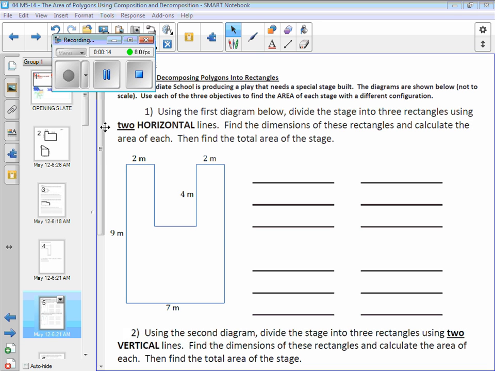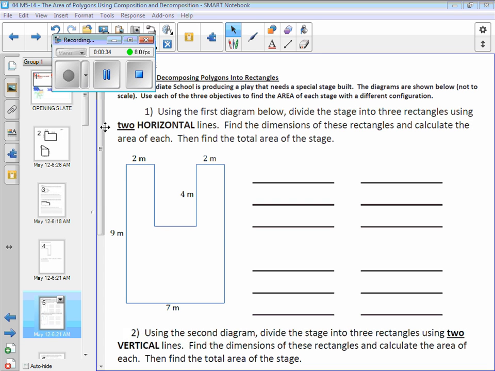Okay, so there's only two spots where you can draw that in. Once you come up to the board and show us where you can draw those horizontal lines to break up what's called a compound shape. This is called a compound shape. It's a polygon made up of more than one shape.